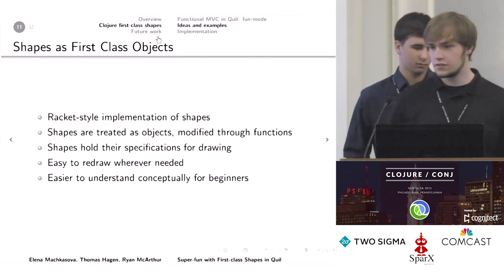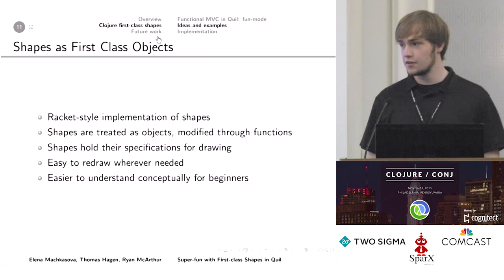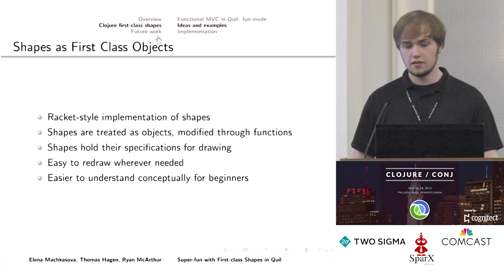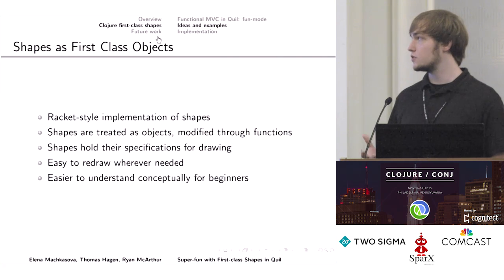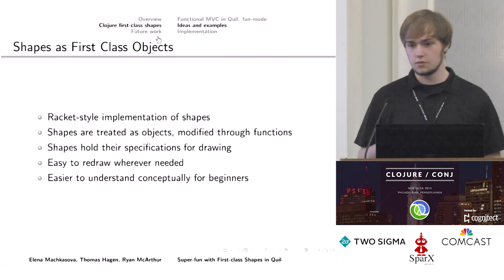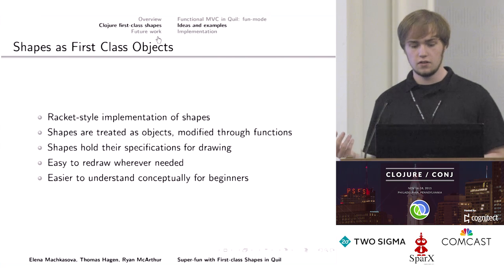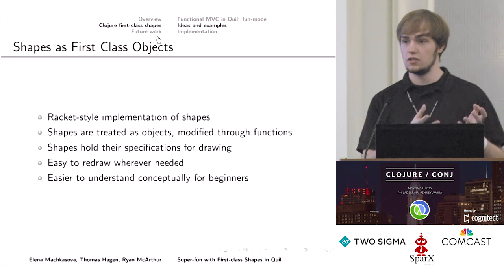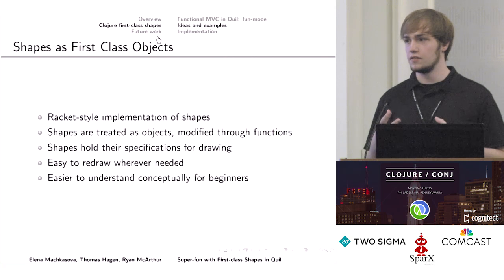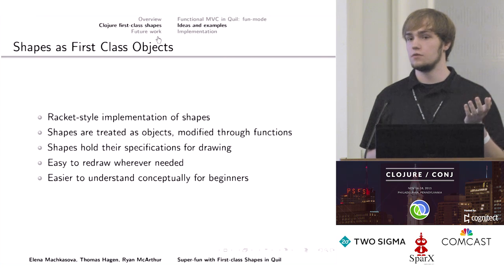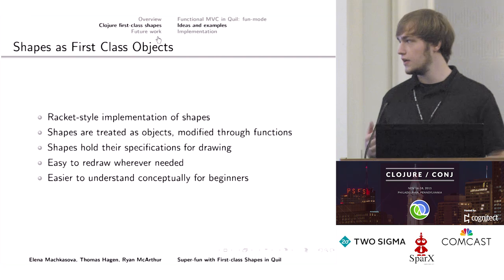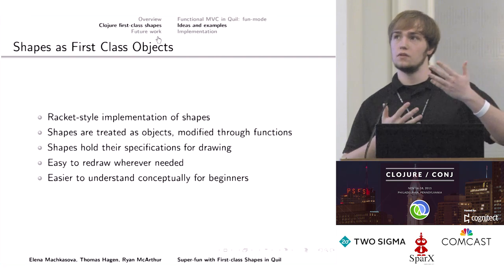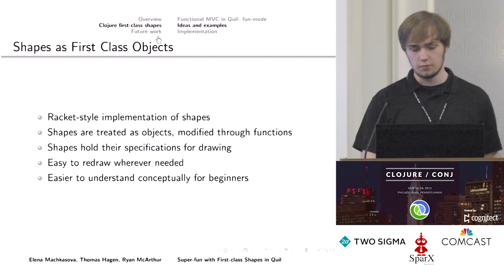So, shapes as first-class objects. We are looking to implement this in the Racket style that Elena was talking about earlier, in that shapes are treated like objects and can be modified through functions. Shapes as objects would hold their specifications for drawing them on the canvas. This makes it easy to redraw and reuse shapes once you've already initialized the shape. And having this shape object seems easier for beginning students to understand, at least conceptually, to have this thing that is almost like a shape object, which it is.